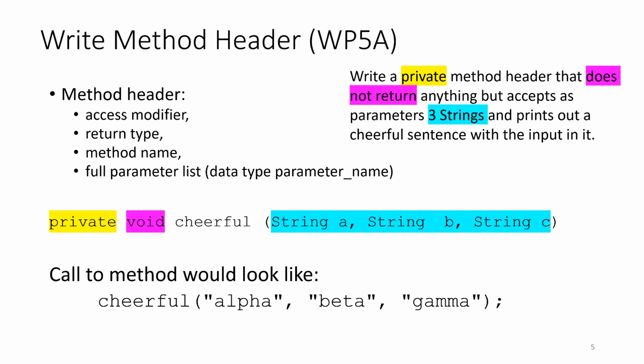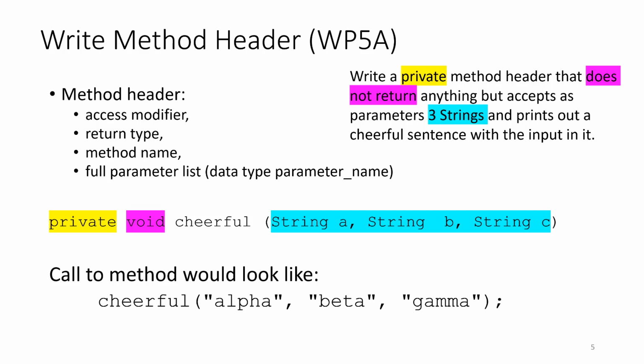Then we want to look for the parameter list. The problem statement says it accepts as parameters 3 strings. So we'll just name them string A, string B, and string C. If we want to look at the full method header, it is private, void, cheerful, string A, string B, string C. A call to this method would look like this.